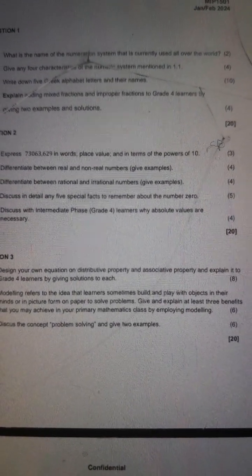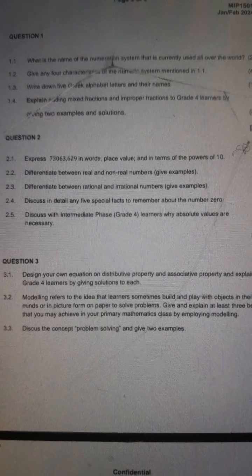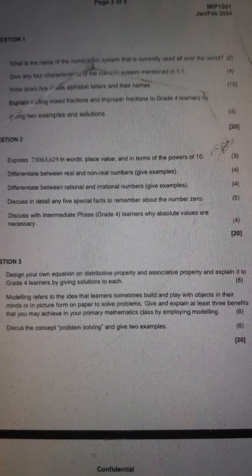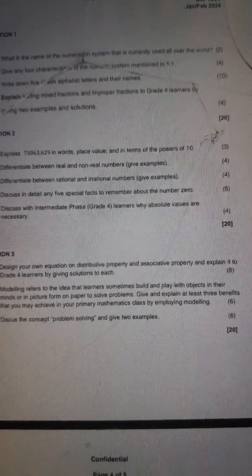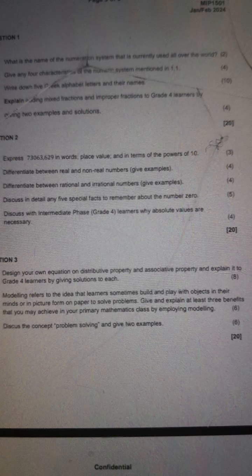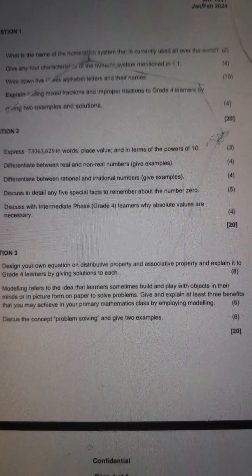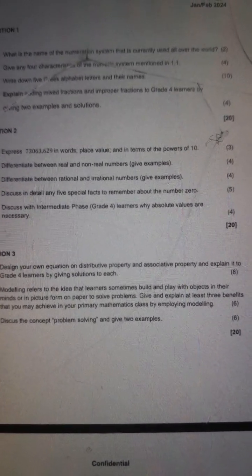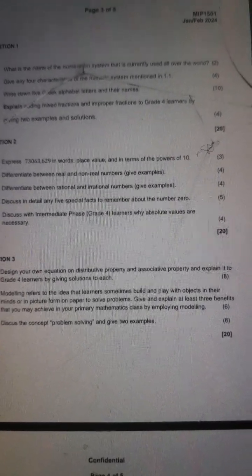3.3, discuss the concept problem-solving and give two examples. Right? So what is problem-solving? Problem solving in mathematics, guys, involves applying knowledge and skills to find solutions to unfamiliar situations. It also encourages logical reasoning and critical thinking. I'll repeat again. Problem solving in mathematics involves applying knowledge and skills to find solutions to unfamiliar situations. And also, guys, I want you to remember that it encourages logical reasoning and critical thinking.